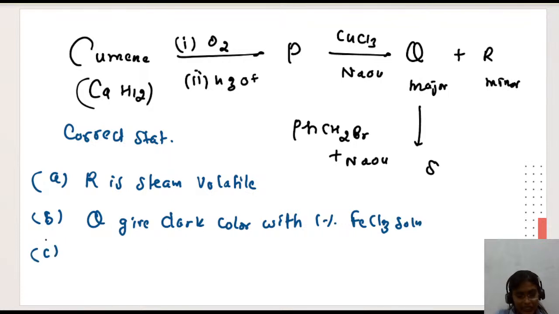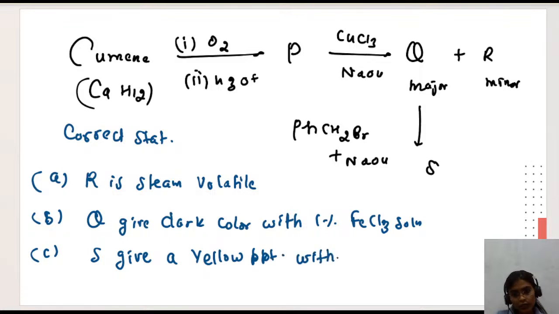S is what? S gives a yellow precipitate with DNP. Let me just write 2,4-dinitrophenylhydrazine.